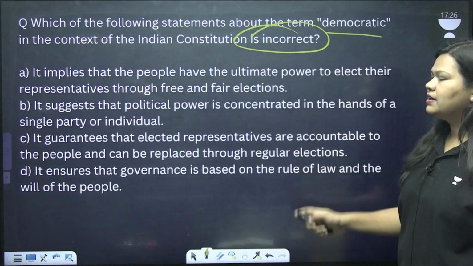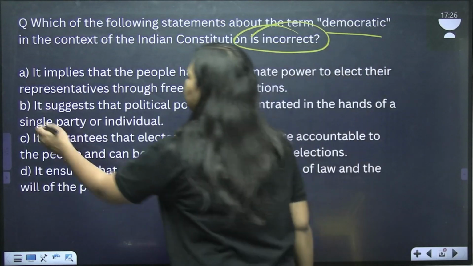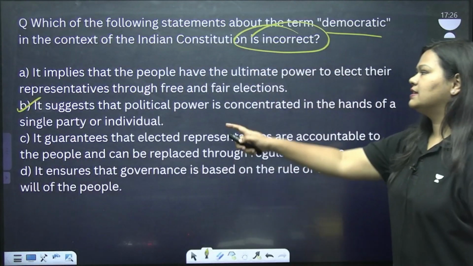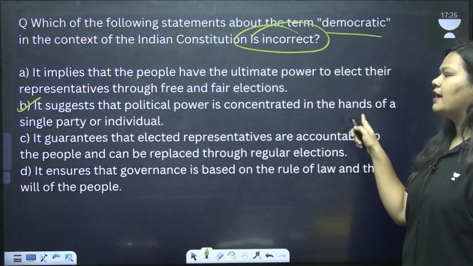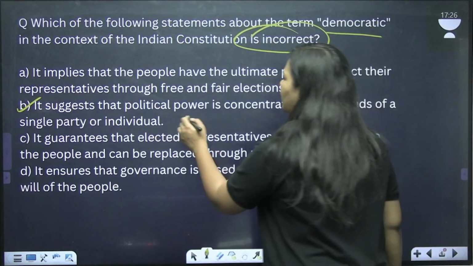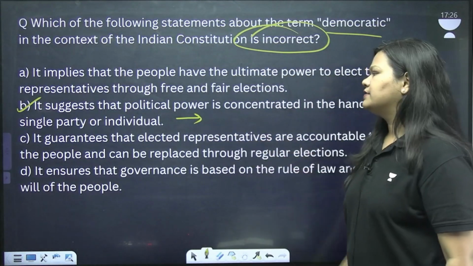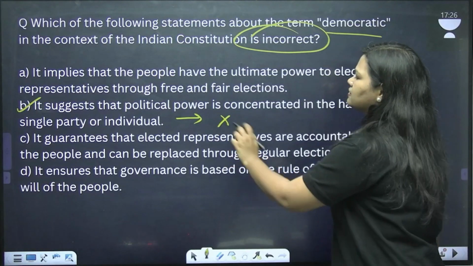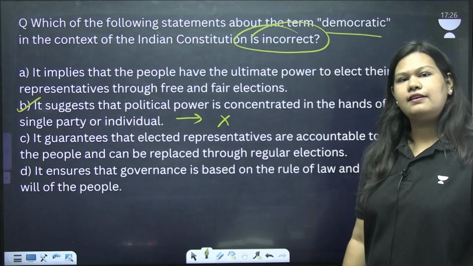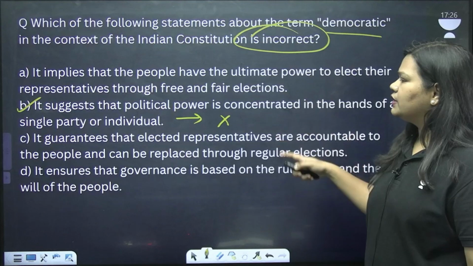The incorrect statement is pretty easy to identify. It's again the B option. It suggests that political power is concentrated in the hands of a single party or individual. Is that the case with respect to India? No, this is despotism. India doesn't have such a clause, so that's why this option is incorrect, and we need to identify the incorrect statement only. The rest of the three options are pretty correct.